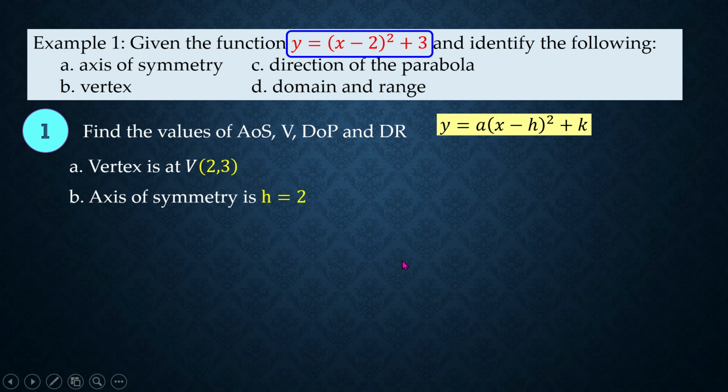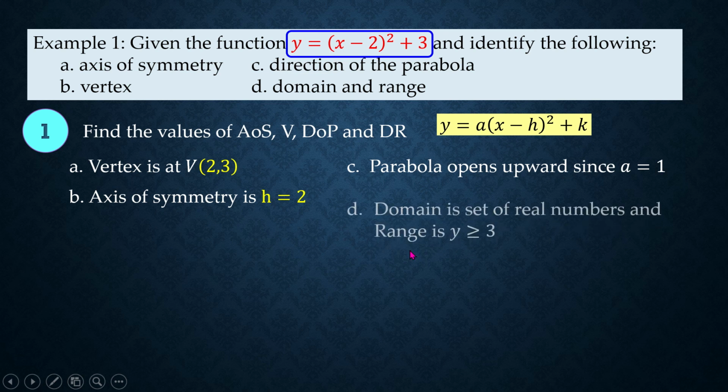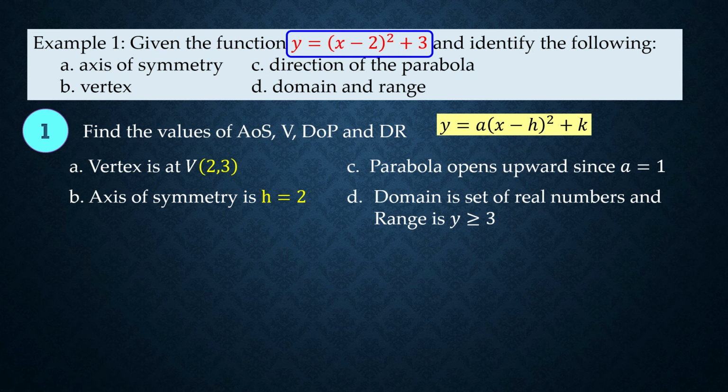Axis of symmetry. Our value of h is positive 2. O gikan gyapon sa vertex, positive 2. H is 2. So, ka easy. Then third one, parabola opens upward since a is positive 1. Then gikan ni a, imaginary 1. Then next, domain. The domain is the set of all real numbers. Obviously, tanang value sa x.